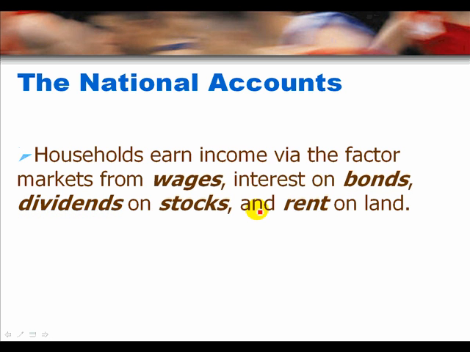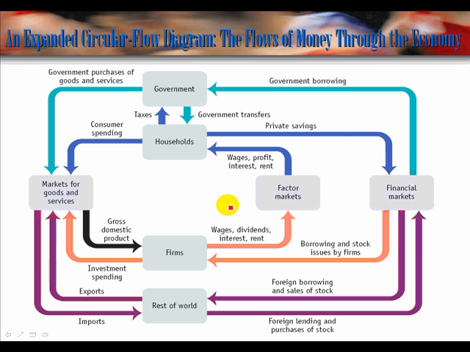Now, the household earns an income via the factor market from wages for their labor, interest on the bonds that they own, dividends on stocks that they own, and rent on the land that they own. Let's look at that in our diagram here.